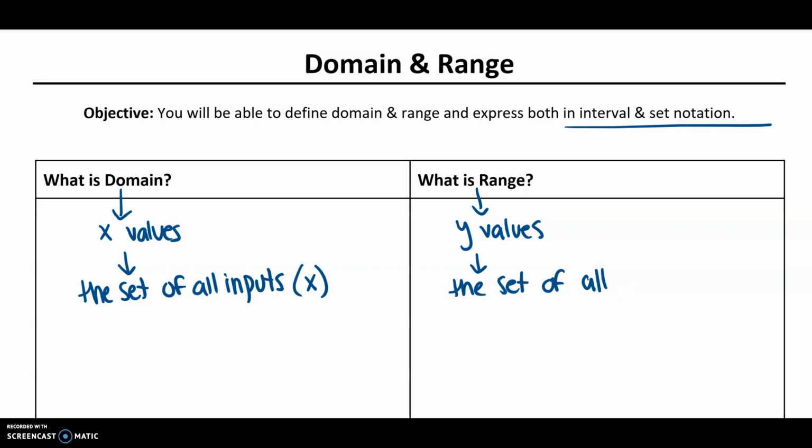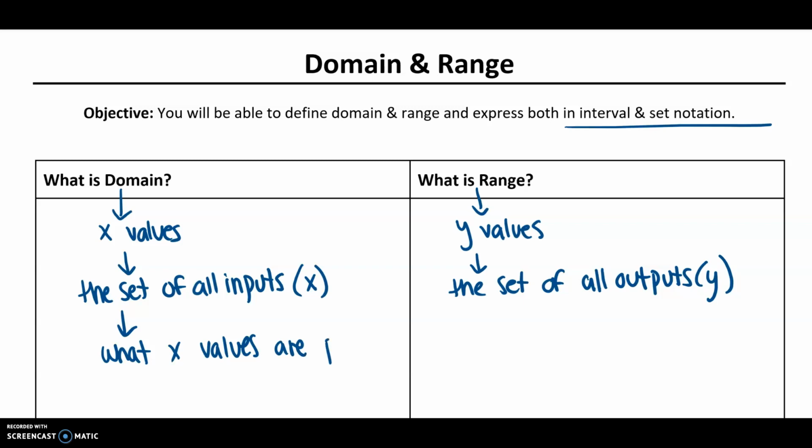We're going to keep it consistent and call them outputs. And when I say the set of all inputs, essentially what you're saying is what x values are a part of the function. This will make more sense when I give examples. Whereas, you guessed it, range is what y values are included in the function.